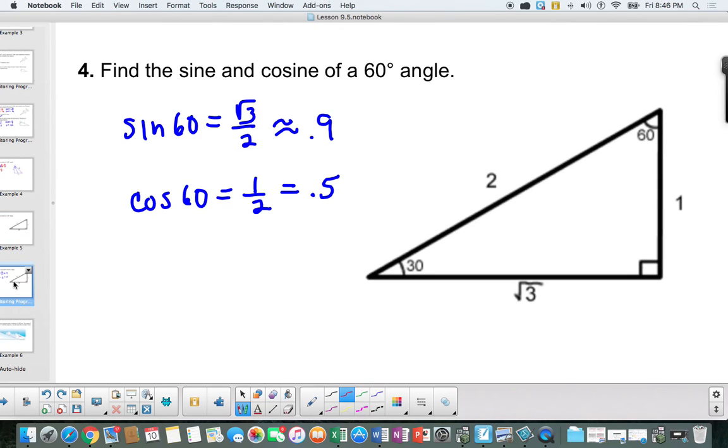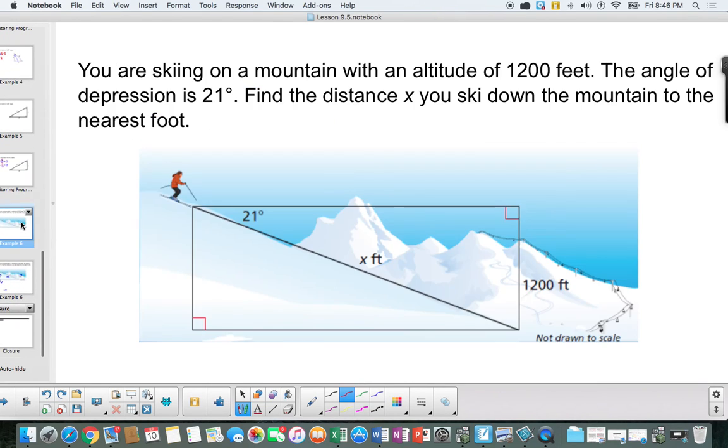And here's the answer. We can leave it in exact form. That's what this is, exact form. That's the sine, that's the cosine of 60, or you can write it in its decimal form. Okay, your turn. One more example. Go ahead and find the distance the skier travels. Stop the screencast and see what you can do.